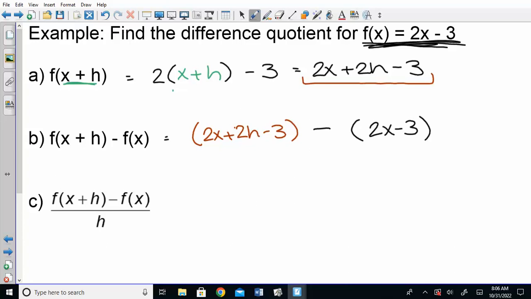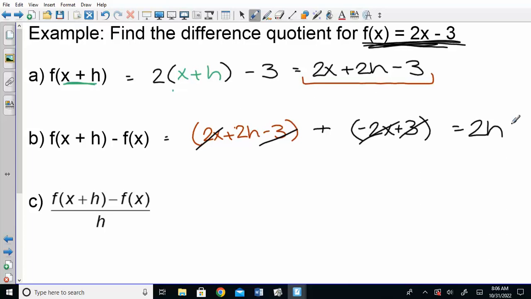Now what am I going to do with this? We want to simplify it if we can. So we can distribute this negative. Positive 2x and negative 2x would cancel. Positive 3 and negative 3 would cancel. And we're just left with the 2h.